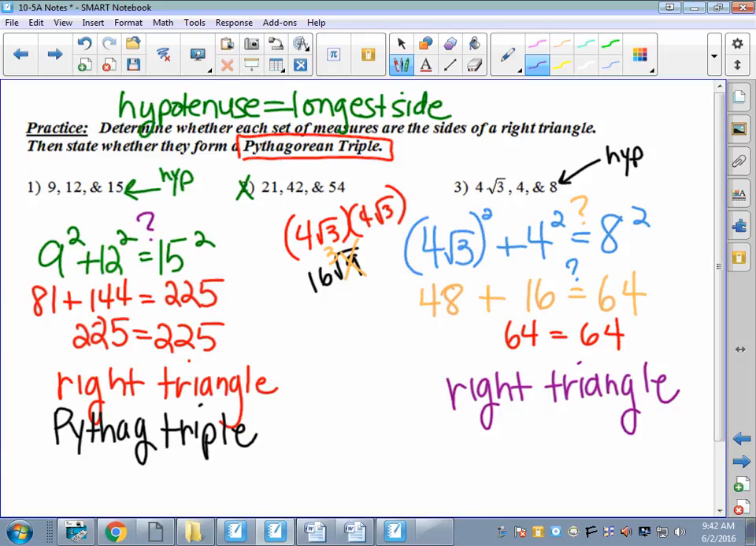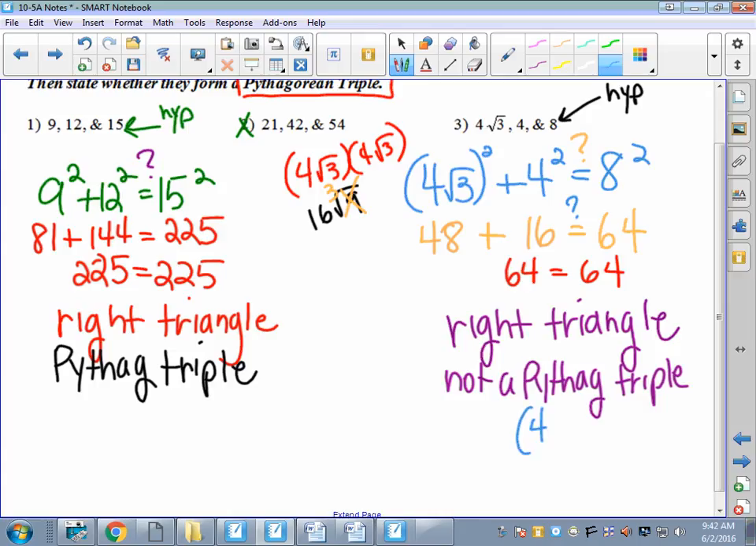So then, state whether they form a Pythagorean triple. To be a Pythagorean triple, they have to be whole numbers and Pythag has to work. When you look back at your original, are they all whole numbers? That 4 square roots of 3 really screws things up, right? If you type it into your calculator, do you get a whole number? Even though when we squared it it worked, we look at the originals: not a Pythagorean triple. And I'm going to put in parentheses, because of that 4 square roots of 3 is not a whole number.